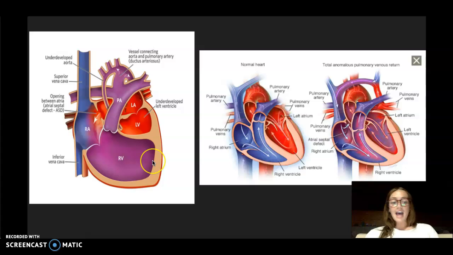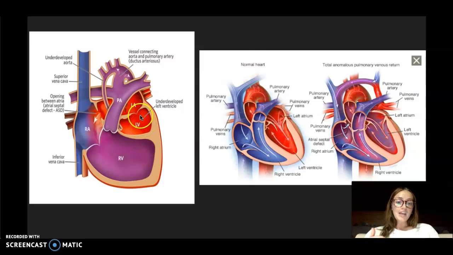And then this is the hypoplastic left ventricle. Obviously, compared to the size of the right ventricle, there is not enough space for the left ventricle to hold the appropriate amount of blood that we should be seeing pumped to the body. It is causing a lot of problems, where the aorta is attached to the right ventricle instead of the left ventricle.